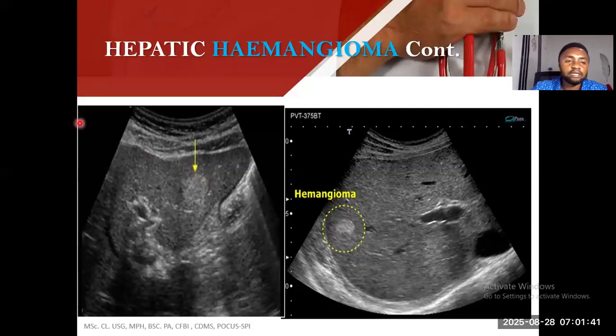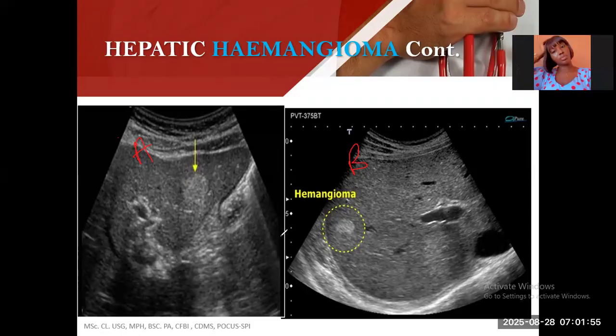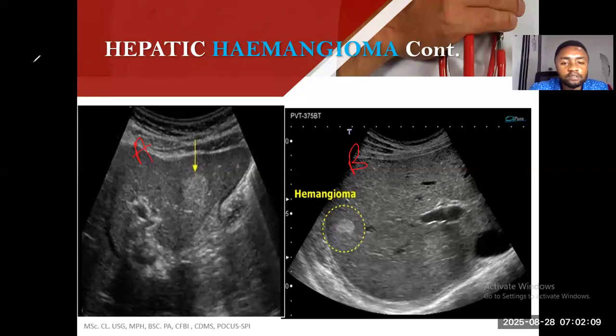Please, this is image A. This is image B. Which of the liver loops are the hemangiomas found? Tell me. The image B, it is found at the right side of the liver. And the image A, it is found at the left loop of the liver. Okay, yes, that's right. All right.